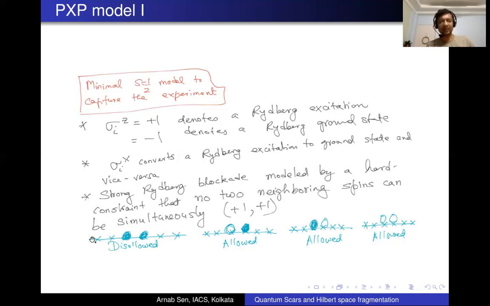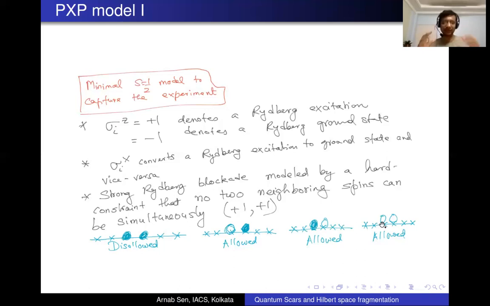Let me not care about what the physical state of these other crosses is. Just imagine that these two spins are plus one simultaneously. Then I just disallow that. But suppose this spin is minus one and this spin is plus one, then that's allowed. Similarly, if this spin is plus one and this spin is minus one, that's allowed. Similarly, if both spins are minus one, that's also allowed.